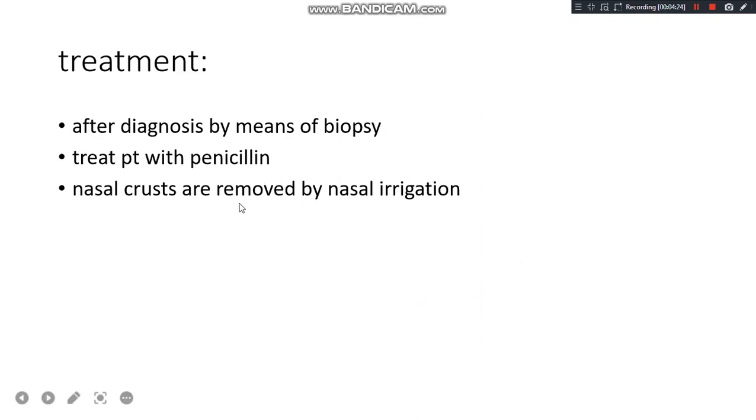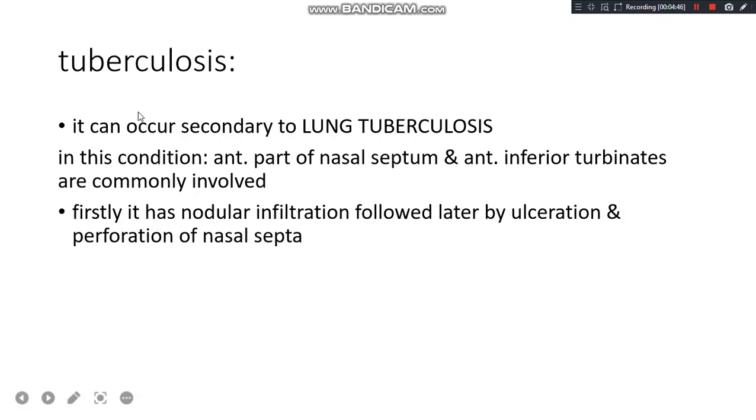So the treatment, after the diagnosis by means of biopsy, you have to treat the patient with penicillin and remove the nasal crust by nasal irrigation. Now, nasal irrigation is actually a process in which you put some saline solution in one nostril and it has to leave from the other nostril. That's the process to remove the crust. Then come to tuberculosis.